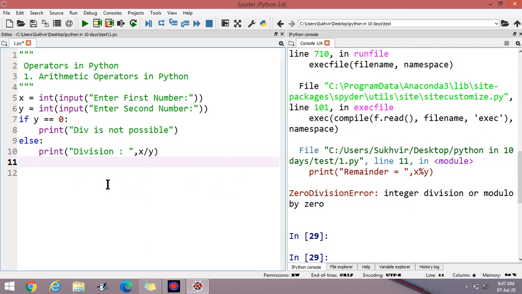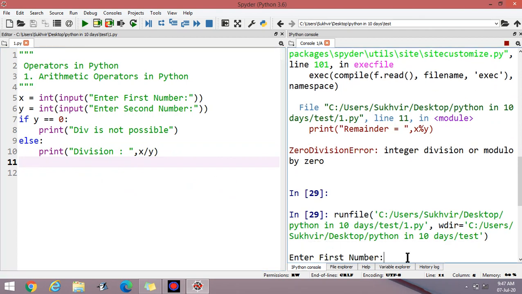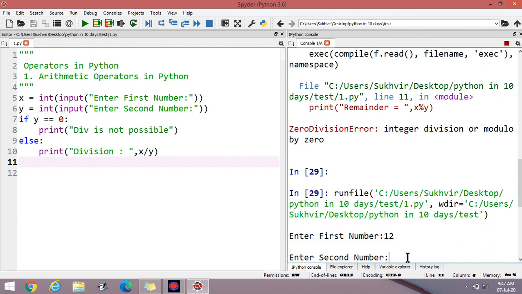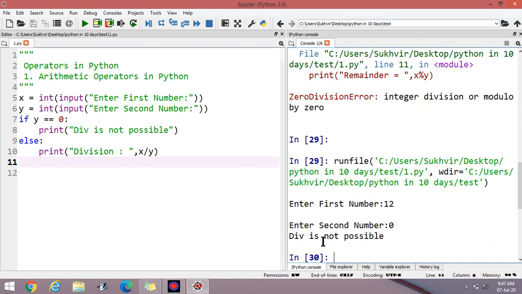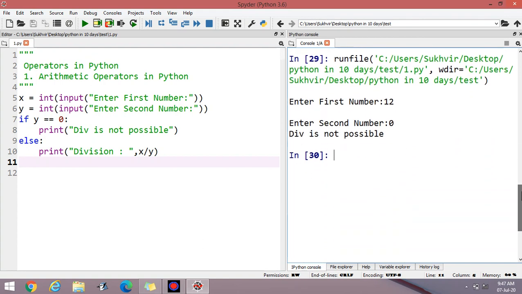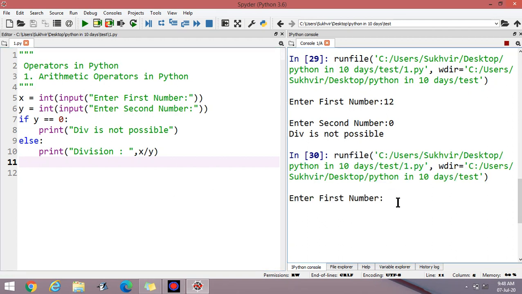You can apply a try-catch block also. In exception handling, we will do this. Execute the program now. Suppose I write 12 and second value is 0. Division is not possible. In this way, you can control the error message. Suppose I write 12 and second is 3. The division is 4.0.